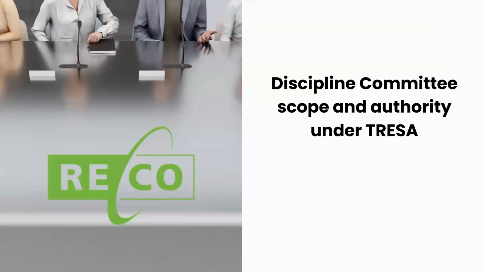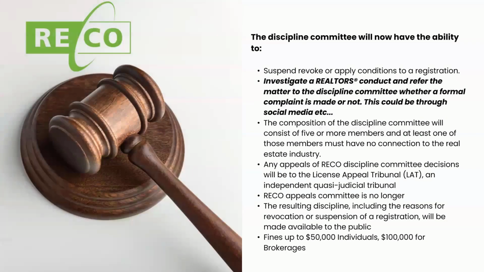And of course, the last section on the guide: if there's ever a problem from a client or consumer standpoint, how they can place a complaint and communicate there. So there is a discipline committee scope and authority under TRESA here. We'll just review that. The disciplinary committee will now have the ability to suspend, revoke, or apply conditions to a registration, investigate realtors' conduct, and refer the matter to the discipline committee, whether a formal complaint is made or not. This could be through social media, etc.